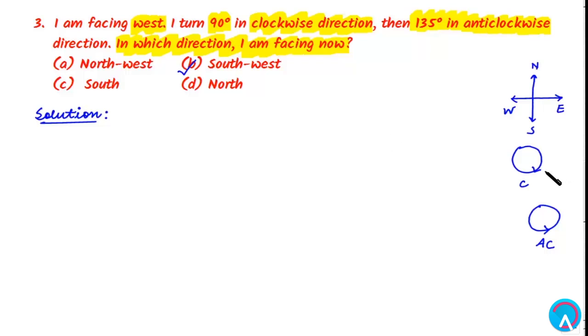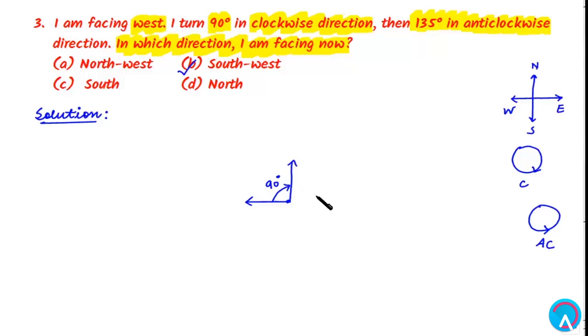Before starting the question, this is the clockwise direction and this is the anti-clockwise direction. According to the question, first the person is facing west. That means the person is facing in this direction and then the person turns 90 degrees in clockwise direction. So this is the clockwise direction. Turning 90 degrees, the person will now be standing in this direction.